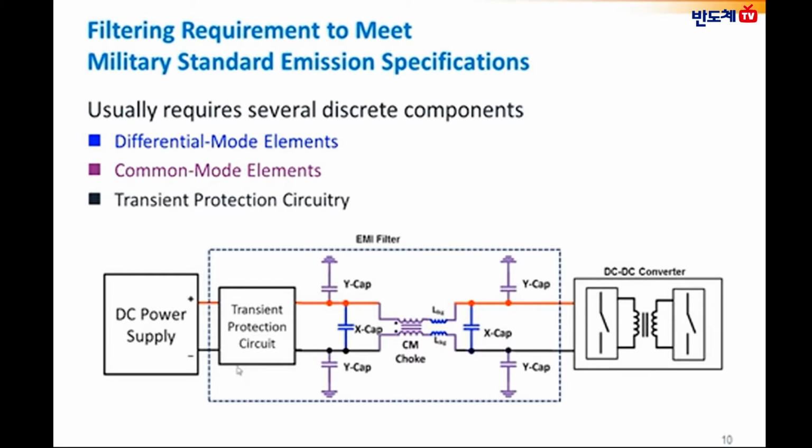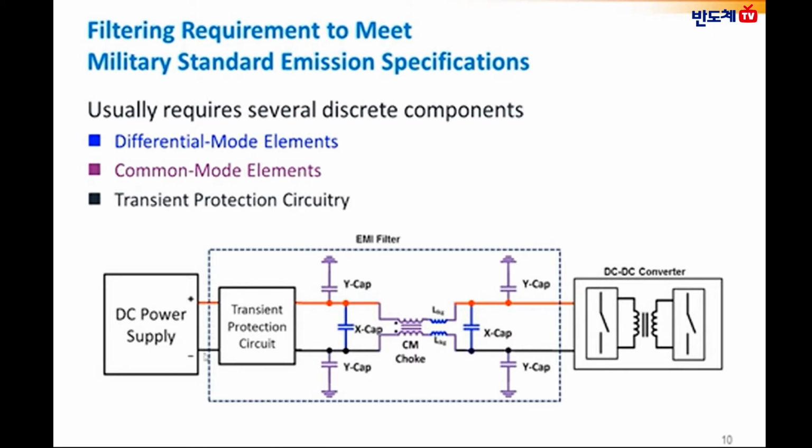Whereas the Y capacitors, which are placed close to the DC to DC converter, provide a low impedance path to EMI ground or protective earth, which shunts the common mode noise currents. And the transient protection circuitry, which is shown in the block, is an active circuit that suppresses the transient energy to acceptable limits of the DC to DC converter.